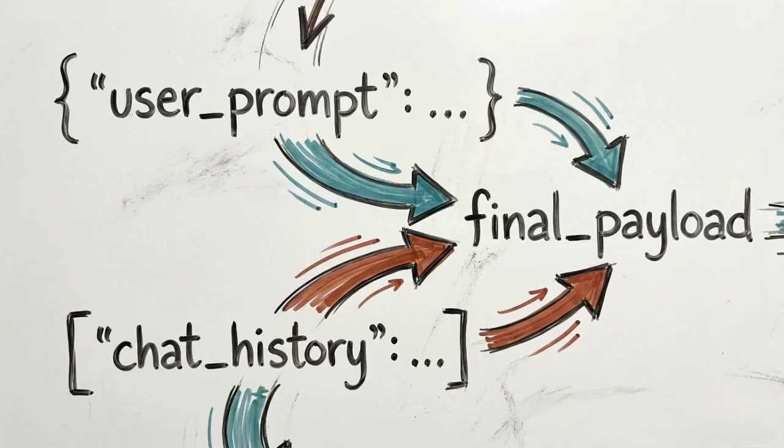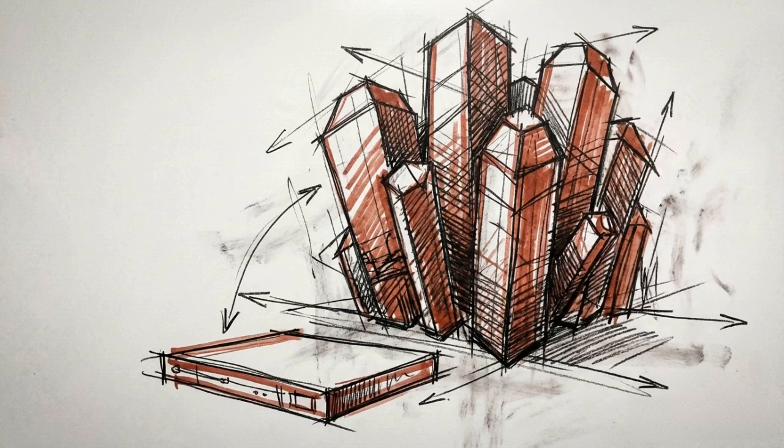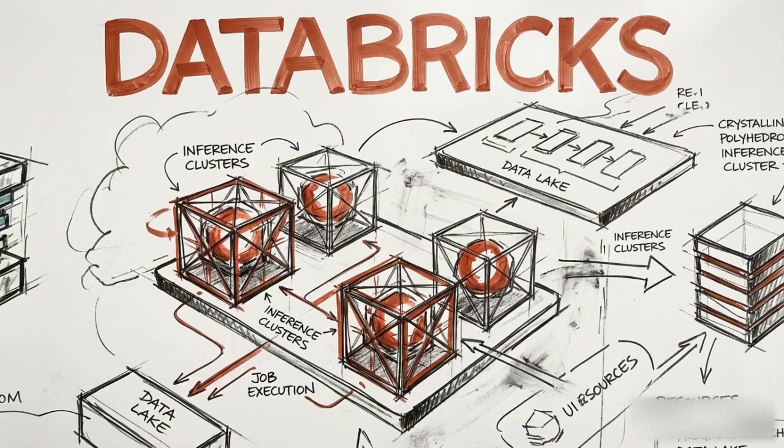Now that the server has the user's prompt and their historical context, it needs to generate an answer. A common misconception is that the heavy AI compute model lives directly on the backend server. It does not. The actual intelligence is entirely externalized, hosted by a third-party service like Databricks.